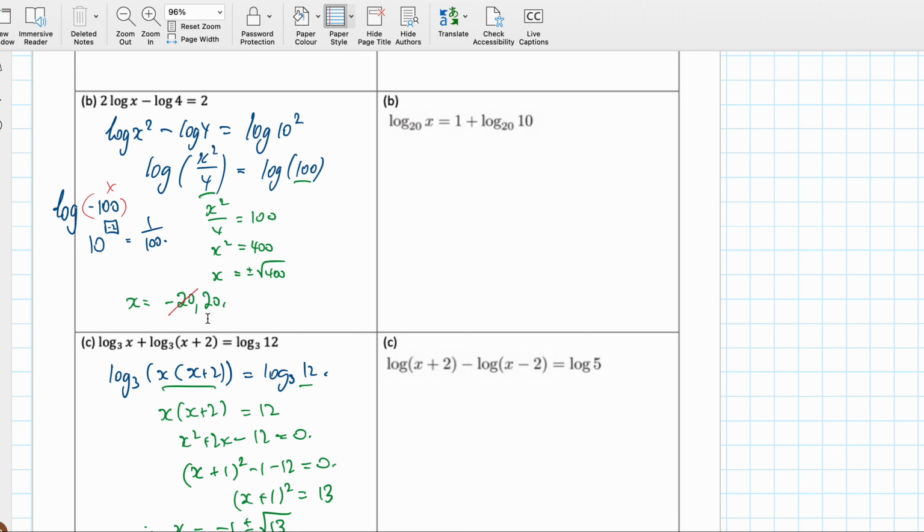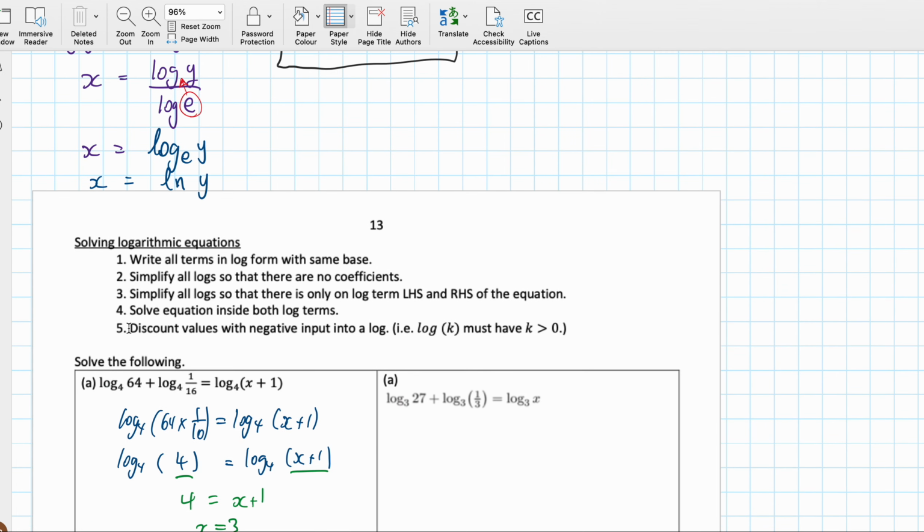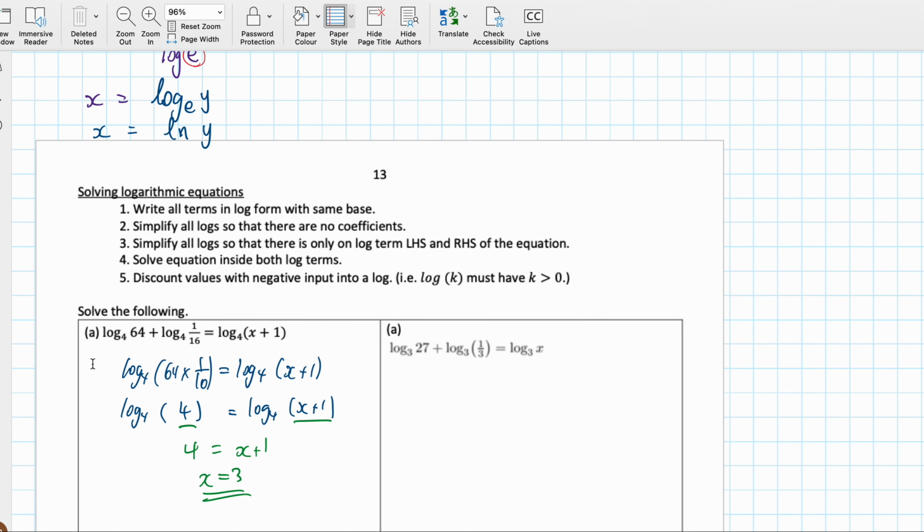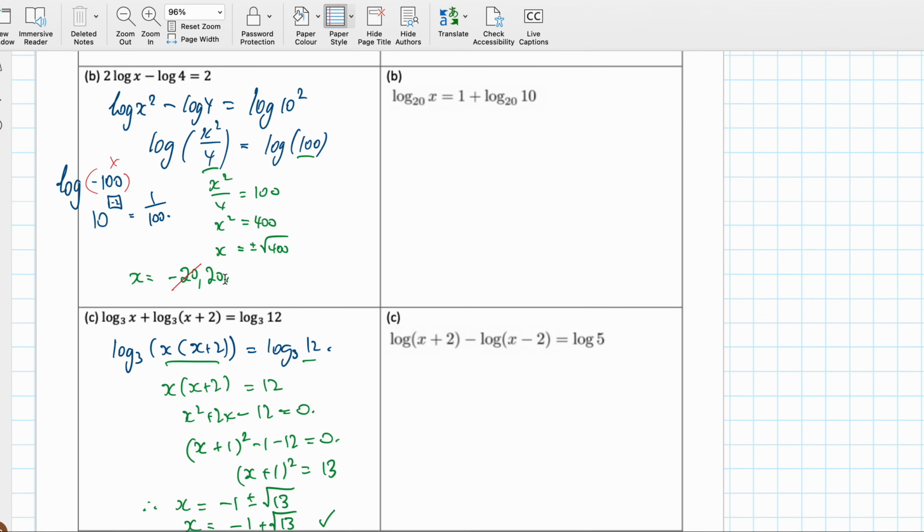Now, we're actually not finished there. Do you remember step 5? So for logs, this is very important. Discount values with a negative input into a log. So you can see here that I've crossed out negative 20. Let's see why. If I put negative 20 here, you can see it's going to be log of negative 20. Now the problem is I can't have a log of a negative value.